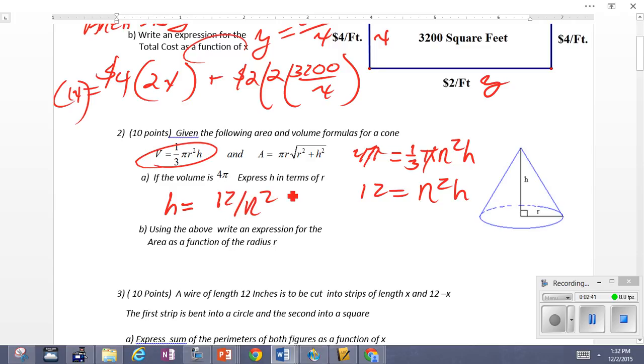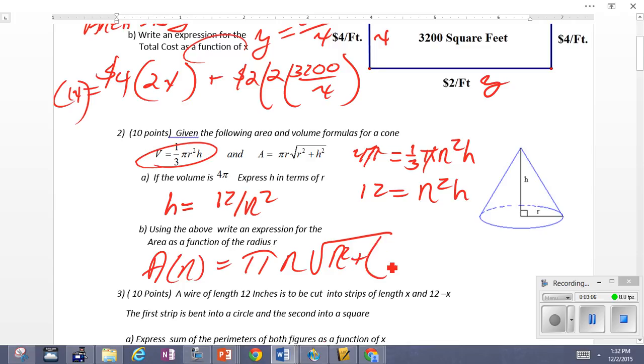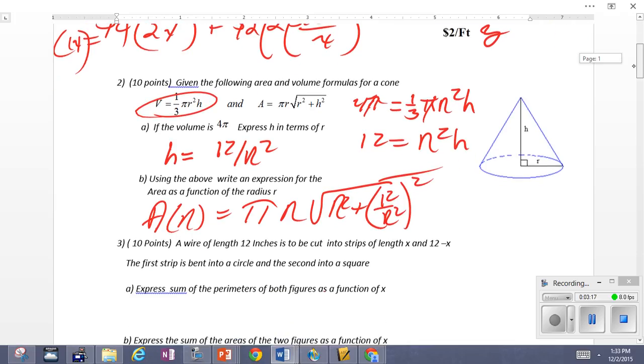Okay, that being said, we can now come and express the area, which is here, in terms of r, which means what we want to do is go to the area formula and replace h with the name we've got down here, and that'll be done. So A as a function of r is simply pi times r times the square root of r squared plus the h value, which is 12 over r squared. No need to go any further. Of course we could, it wouldn't take that much effort, but we're going to leave it at that.